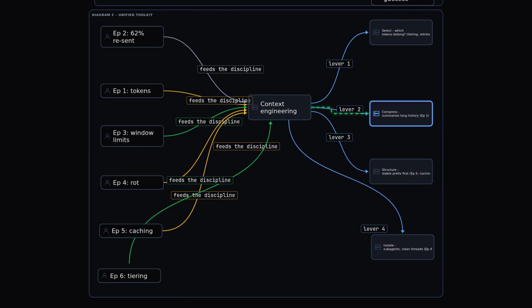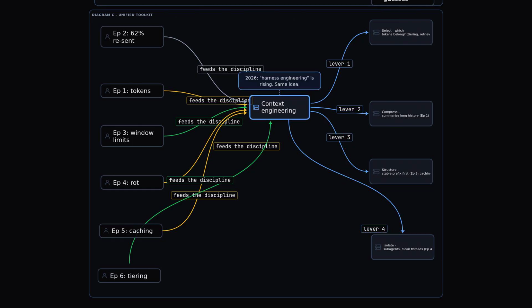Compress. Summarize long history so it costs fewer tokens. That's token budgeting from episode 1. Structure. Stable content first, variable content last, so caching actually works. That's episode 5. Isolate. Break long tasks into subagents with their own clean windows instead of letting one session rot. That's the practical answer to episode 4. 6 episodes, 4 levers, 1 discipline.